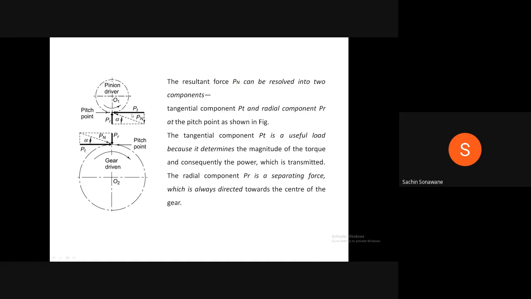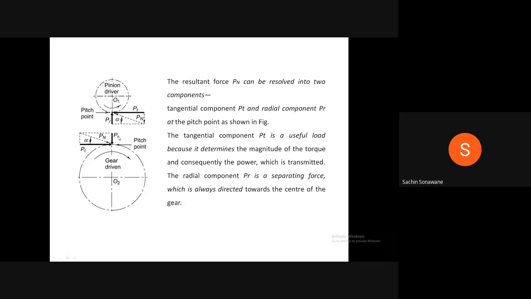And this PT is nothing but the tangential force. Why is it known as tangential force? Because it is acting tangentially on the pitch circle of the pinion. Similarly, this PT is the tangential force on the gear, because it is acting tangentially on the pitch circle. This PR, the radial force, is passing through the center of the gear. That's why it is known as radial force. Always remember, radial line means the line which is passing through the center of the circle.